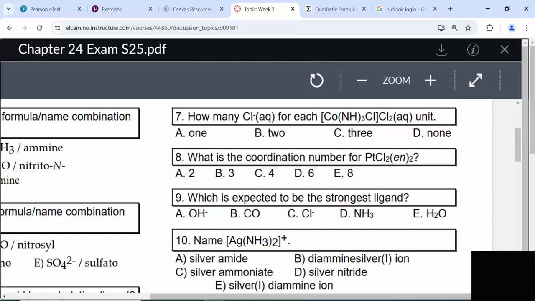Which is expected to be the strongest ligand? Hydroxide, carbon monoxide, chloride, ammonia, or water? Carbon monoxide, yeah. Carbon monoxide is very deadly. Do you know what the OSHA limit for carbon monoxide in a room is? It's like 8 ppm or something like that, or 8 ppb. No, I think it's 8 ppm. So in an 8-hour period, you can't exceed 8 parts per million. That's very little carbon monoxide, at the part per million level.